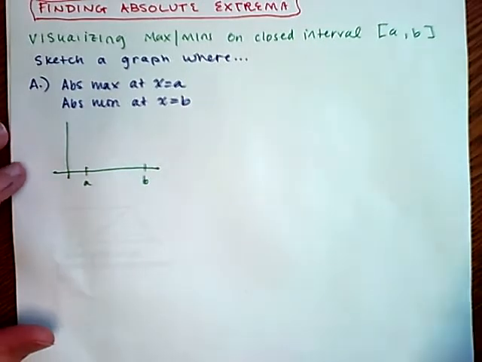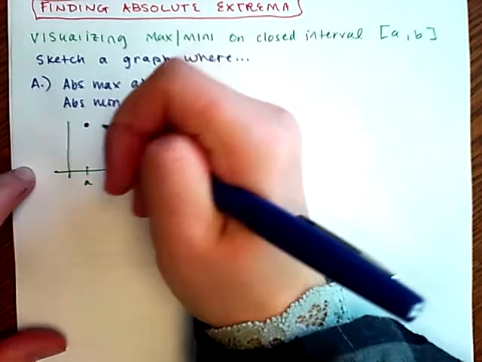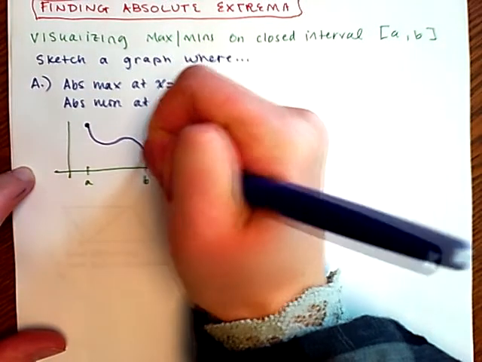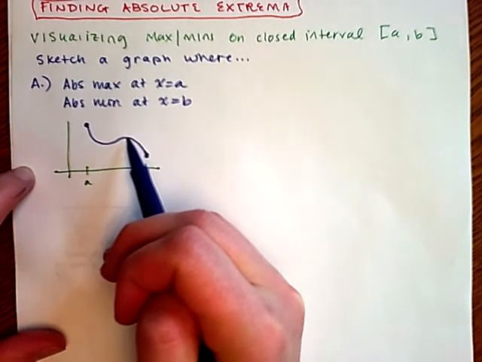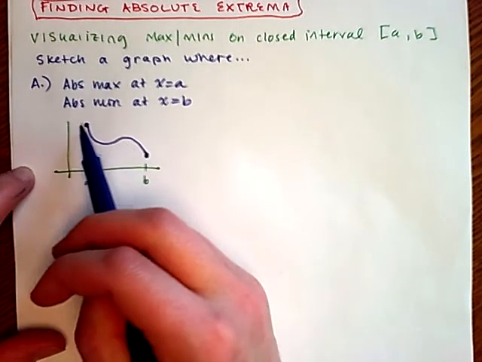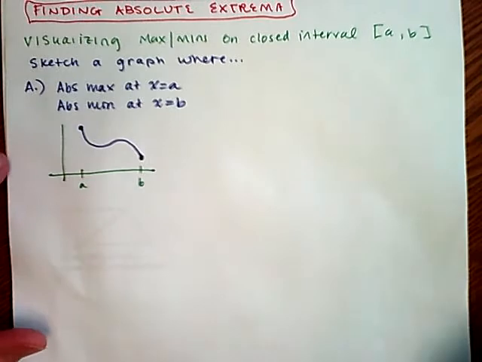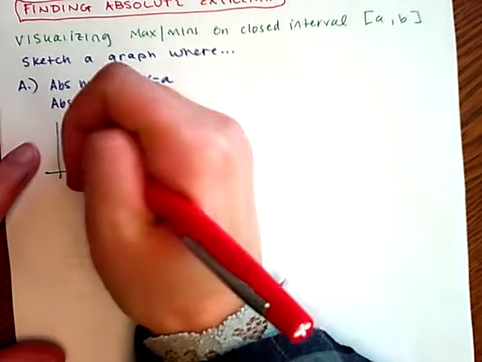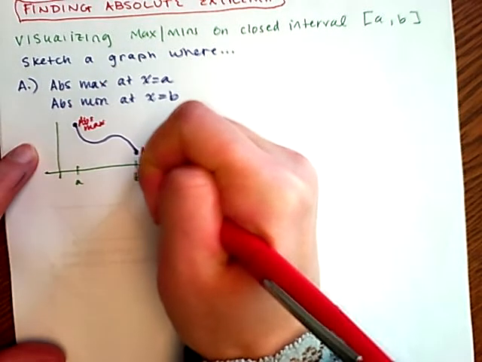So I could plot some point up here. That's going to be my highest point, and then maybe draw some curve where there's a local min and a local max, but neither of them is higher than the endpoint. And down here, this is the absolute lowest point. Now when I think about labeling things, this is my absolute max. This would be my absolute min.